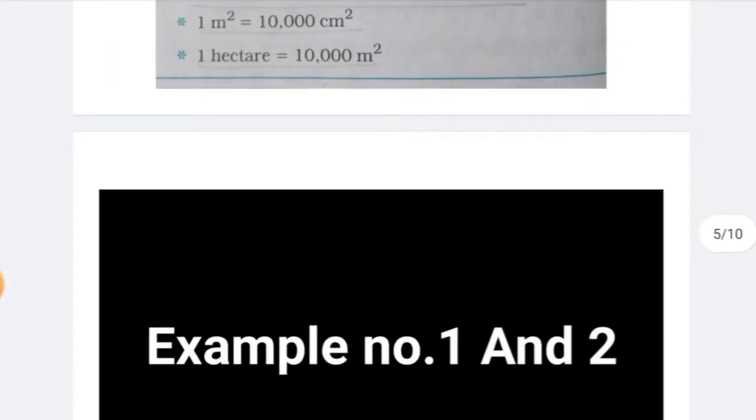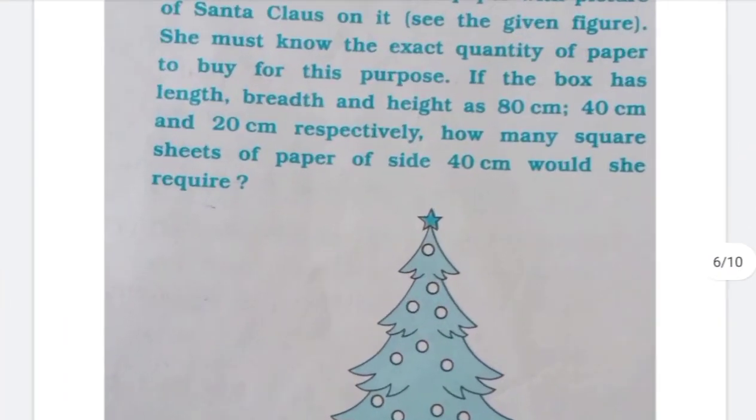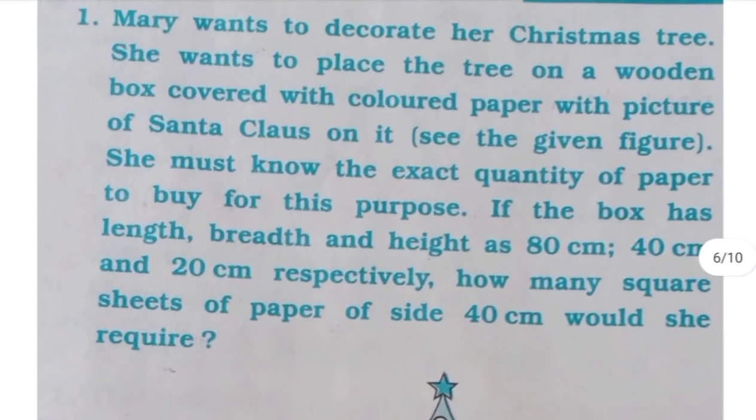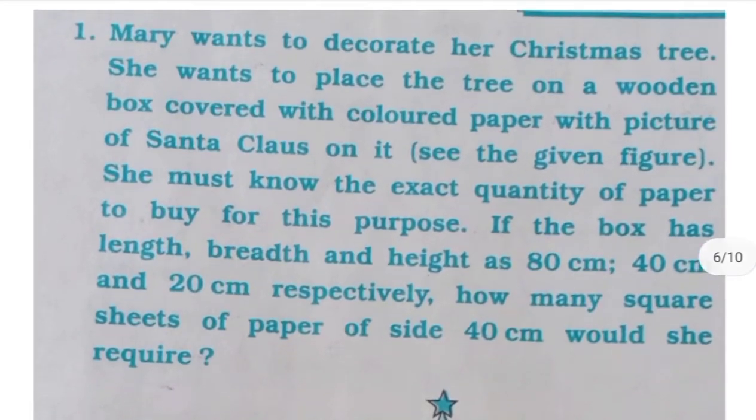Now we will do example number 1 and 2 of our textbook. Mary wants to decorate her Christmas tree. She wants to place the tree on a wooden box covered with colored paper with the picture of Santa Claus on it. मैरी को एक क्रिसमस ट्री डेकोरेट करना है और उससे एक ऐसे वुडन बॉक्स के ऊपर रखना है कि जो कलर पेपर से कवर किया गया है और जिसके ऊपर सेंटा का फ़ोटो है.